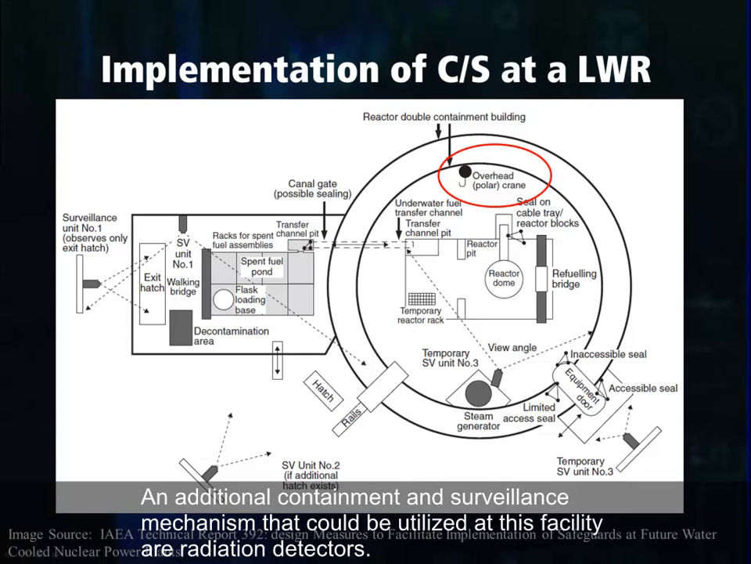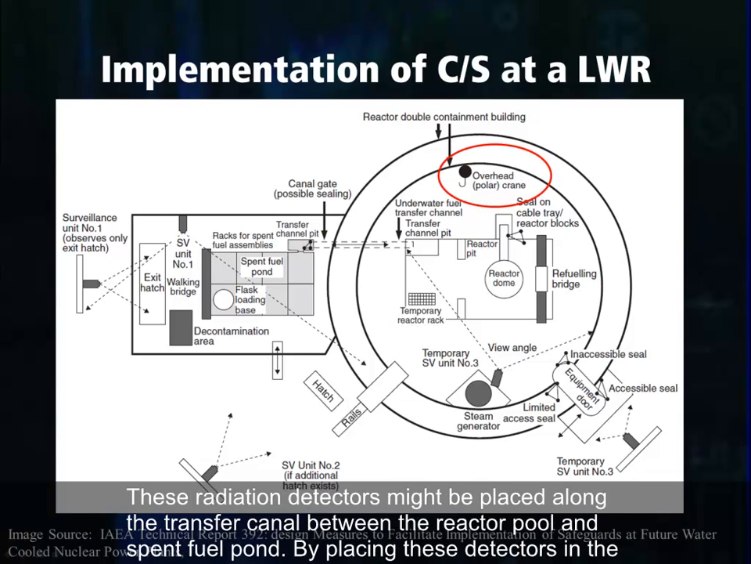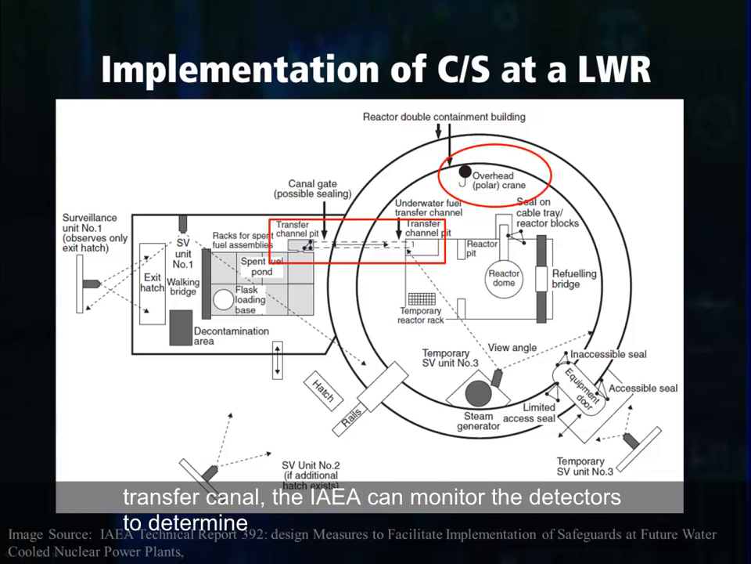An additional containment and surveillance mechanism that could be utilized at this facility are radiation detectors. These radiation detectors might be placed along the transfer canal between the reactor pool and the spent fuel pond. By placing these detectors in the transfer canal, the IAEA can monitor the detectors to determine if any fuel has been moved through the canal.